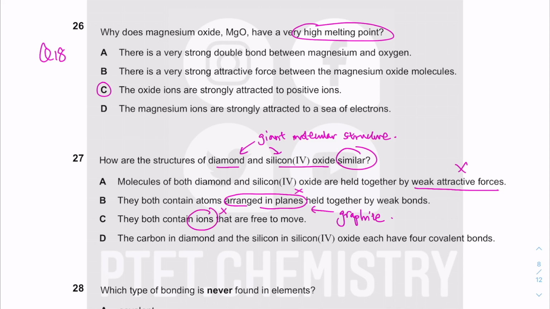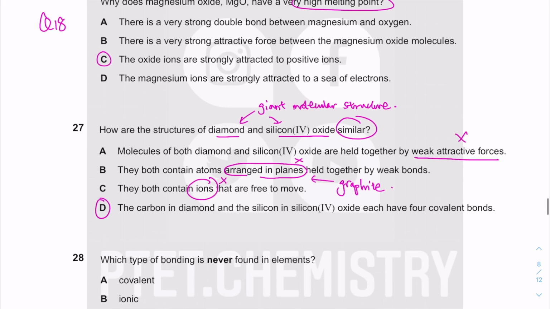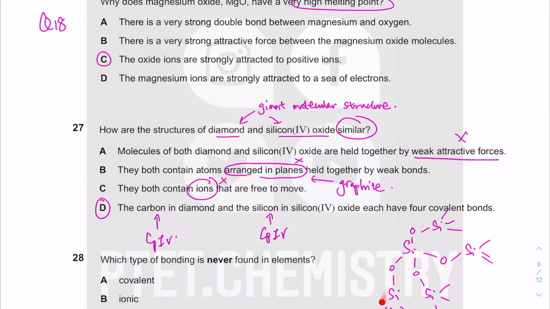They both contain ions. That is incorrect. Both of these are giant molecular structures. They do not have ions because they are not ionic compounds. If A, B, and C are wrong, D must be the answer. And that is true because in diamond, each carbon is bonded to 4 other carbons. Silicon is also group 14, just like carbon. So each silicon is bonded to 4 oxygens, and each oxygen is bonded to 2 silicons. You should be able to freehand sketch that each silicon is bonded to 4 oxygens, and each oxygen is bonded to 2 silicons.